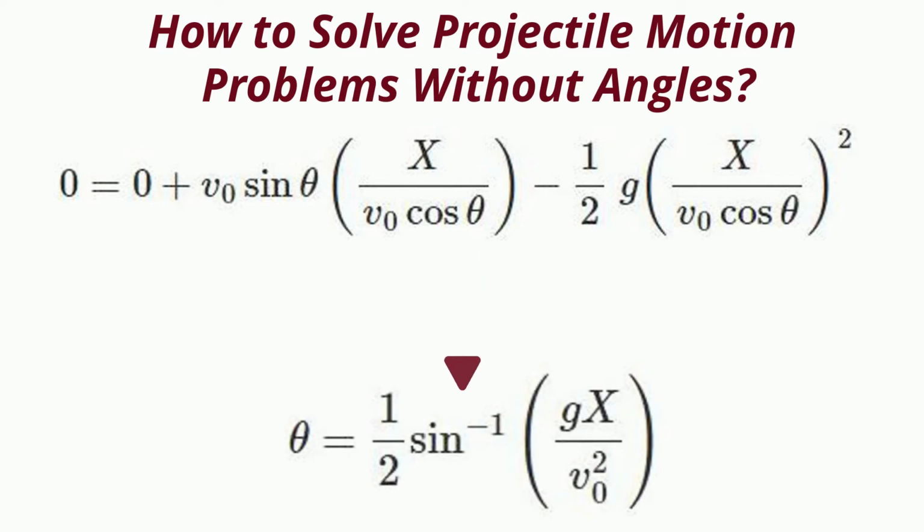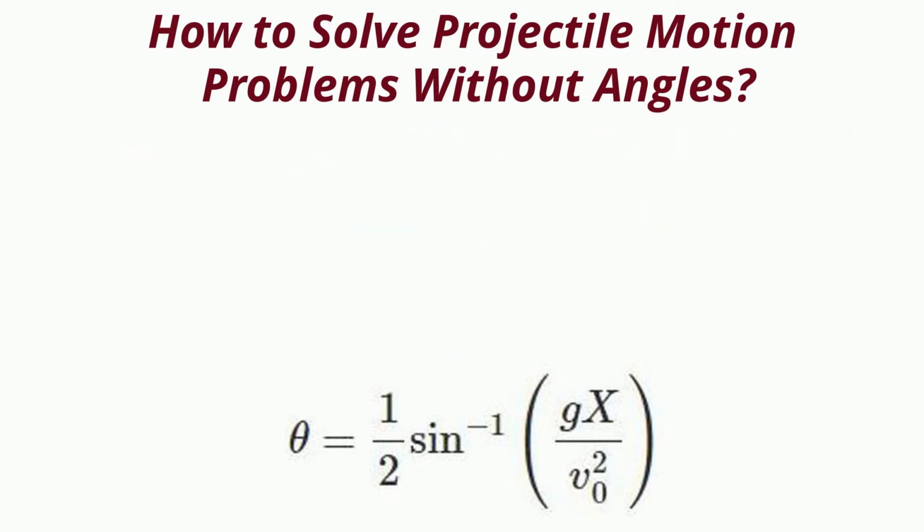And finally, we get the formula for theta. Given that the problem should mention the distance that the object travels in x direction and the velocity with which it travels. If not, one will have to derive that too.